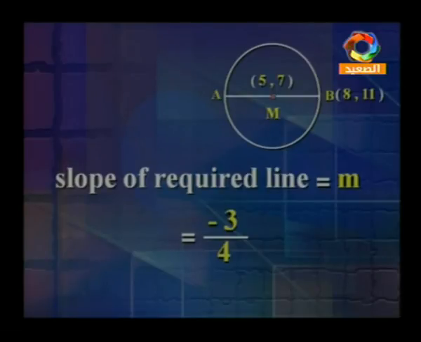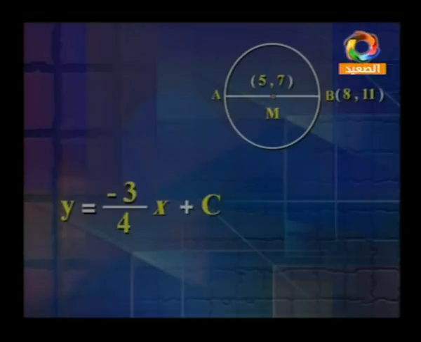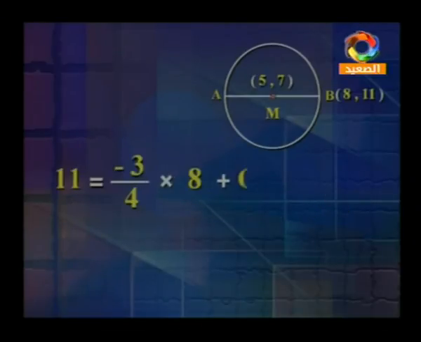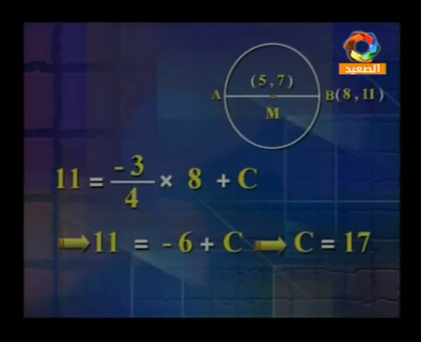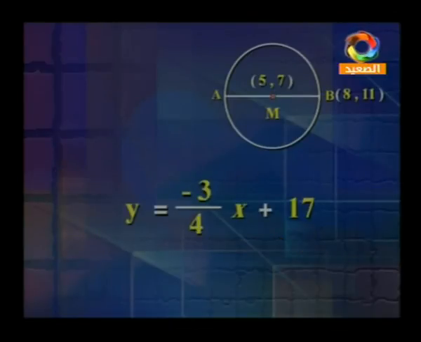Now, the equation of the straight line will be Y equals negative 3 over 4x plus C. By substituting with the point B, as the straight line passes through it, we are going to find that 11 equals negative 3 over 4 times 8 plus C. Then 11 equals negative 6 plus C. So we can find the value of C as 17. And the equation of the straight line in this case will be Y equals negative 3 over 4x plus 17.